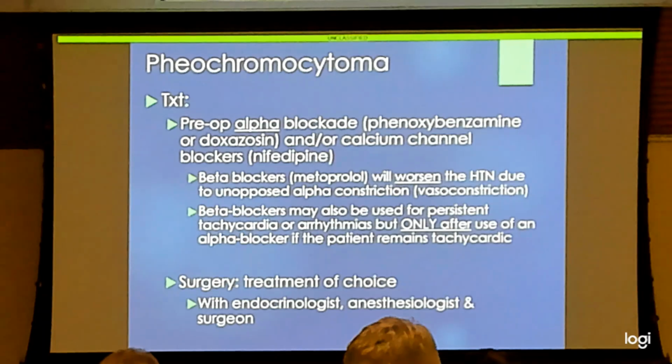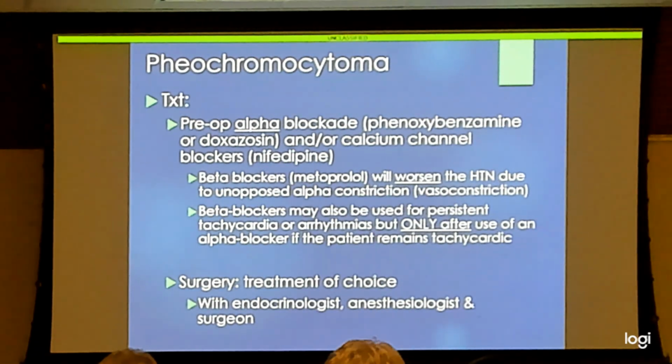Often they're tachycardic, makes sense. So alpha blockade, phenoxybenzamine, or amlodipine as a calcium channel blocker. You have to understand, either A or C before B. A or C before B. When I say A or C, I mean alpha or calcium channel blockers before beta blockers. Because if you don't do that, you're going to kill your patient. Any beta blocker will worsen the hypertension, because now unopposed alpha constriction leads to worse vasoconstriction. That will kill your patient.